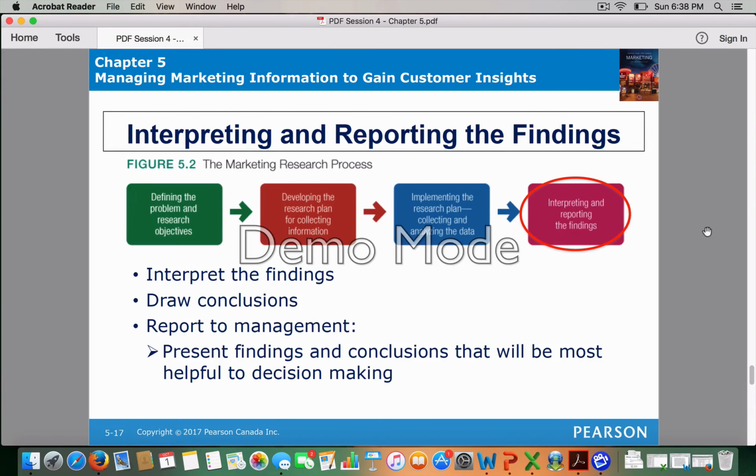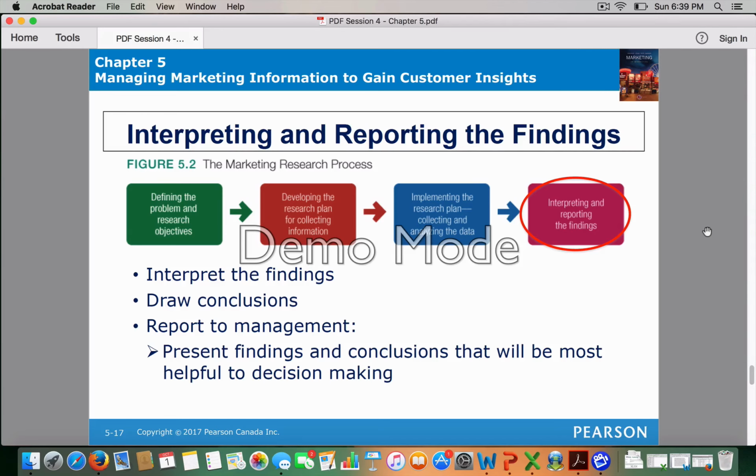And the last stage of the research process is to interpret the findings. So once you have all these statistical numbers that tell you percentages and frequencies and likelihoods and all those sorts of things, what do those things actually mean? What do they tell you about your customers? And now that you know this, what kinds of decisions or conclusions can you make that will ultimately help the organization make better decisions? How are you going to report this information to management?